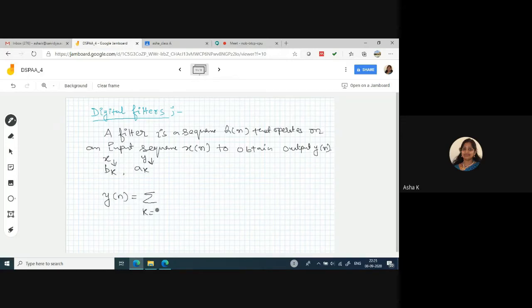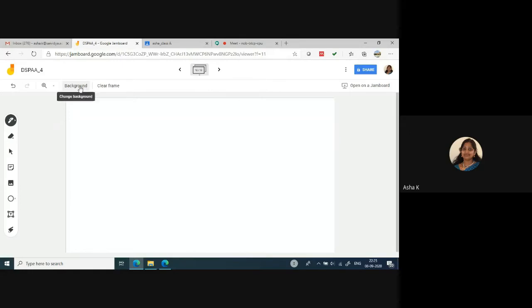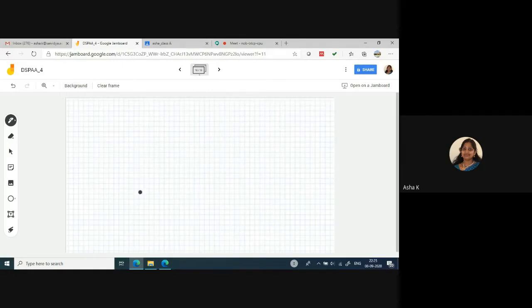k is equal to 1 to capital N, ak times y of n minus k, plus summation k is equal to 0 to capital L, b suffix k times x of n minus k. This is the general equation which is used to represent the filter. This is the filter equation. This particular filter equation can be represented in block diagram representation of the digital filter.